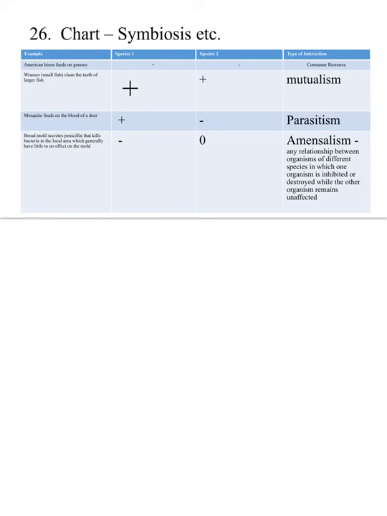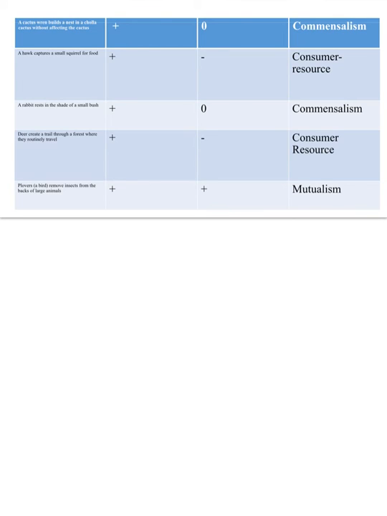This is a new one. Mold secretes penicillin that kills bacteria in the local area, which generally has little or no effect on the mold. So the mold is having no effect, that's why it says a 0 there. But the bacteria is getting hurt. So that's called amensalism. It's a relationship between organisms in which one is being hurt or destroyed and the other one remains unaffected. All right, next one, a cactus wren bird builds a nest in a cactus without affecting the cactus. That's commensalism. That's when one benefits and the other is unharmed or not benefited at all, neutral.